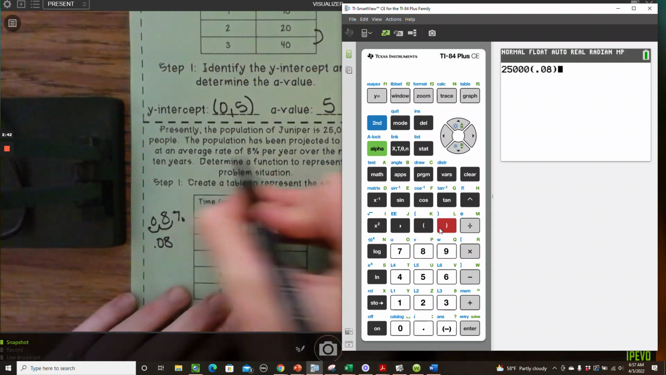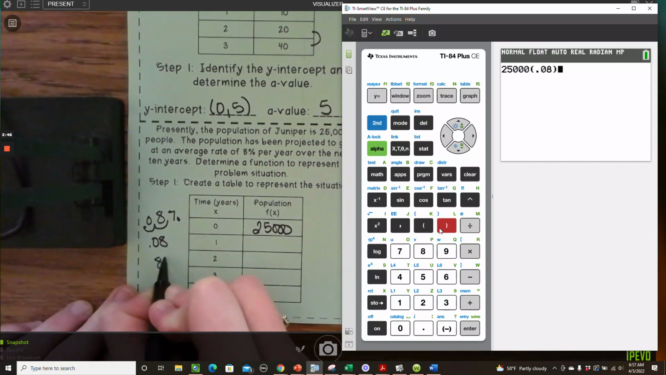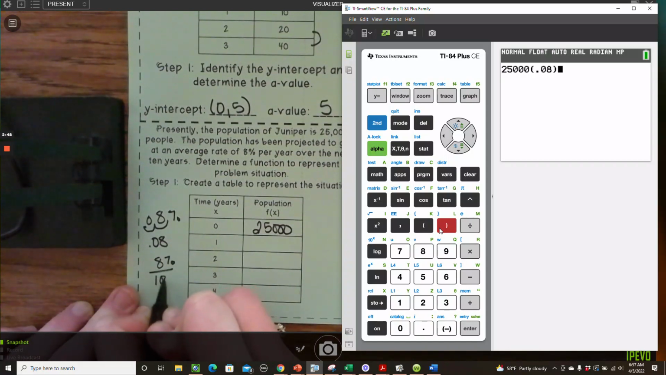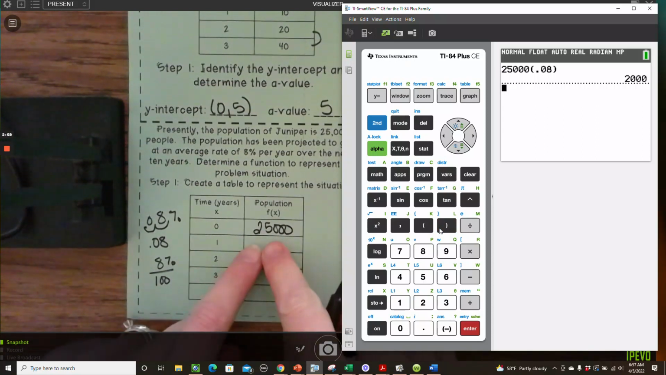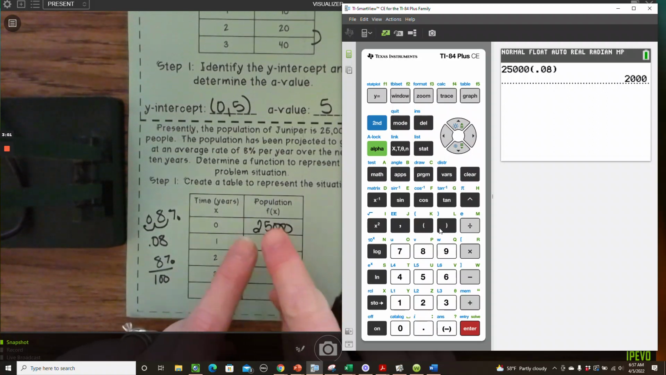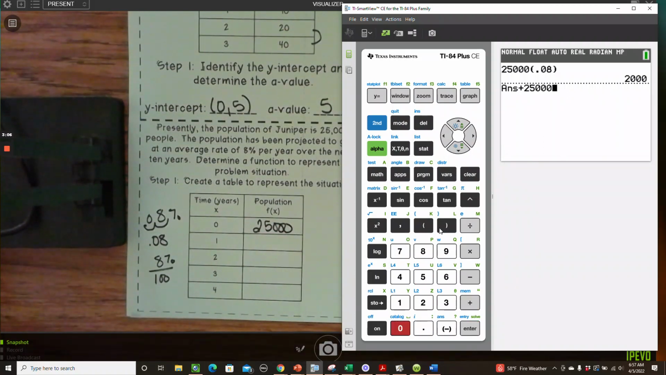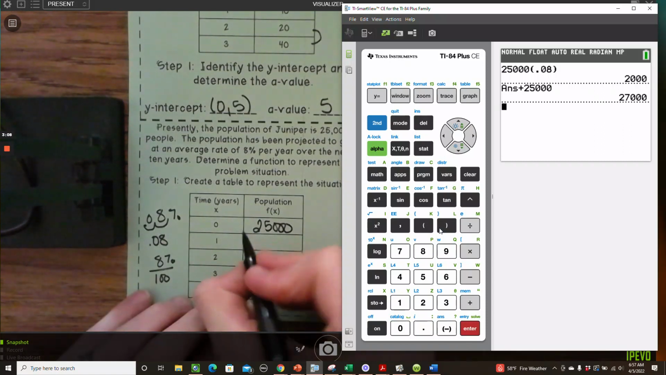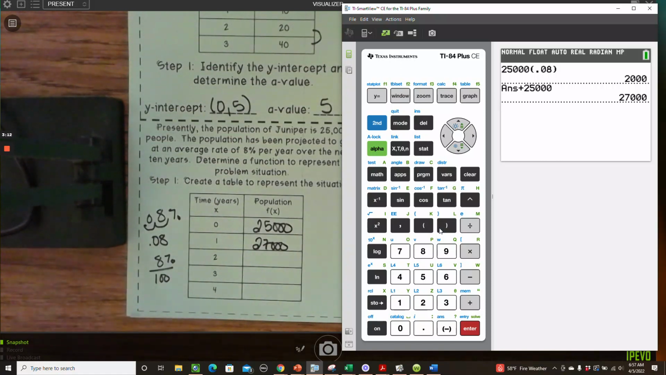The other thing you can do is, anytime you see a percent, like 8%, you can type it in your calculator as a fraction. Put the percent over 100, and that's a really easy way to remember that. When I do that, I get 2,000. Obviously, if we're growing, we're not going to go to 2,000. So I have to add that 2,000 back to the 25,000. So the next year there's going to be 27,000 people.